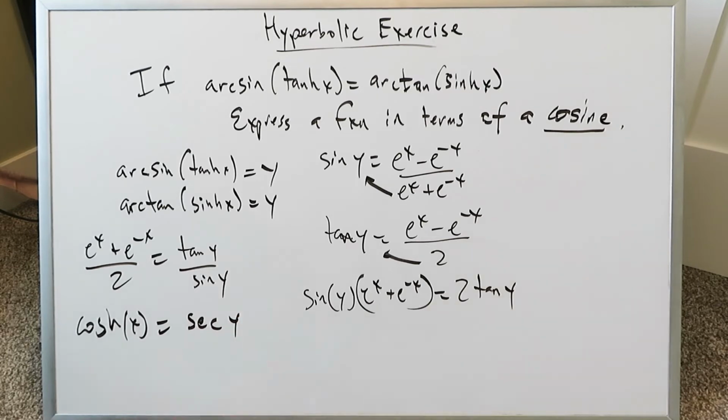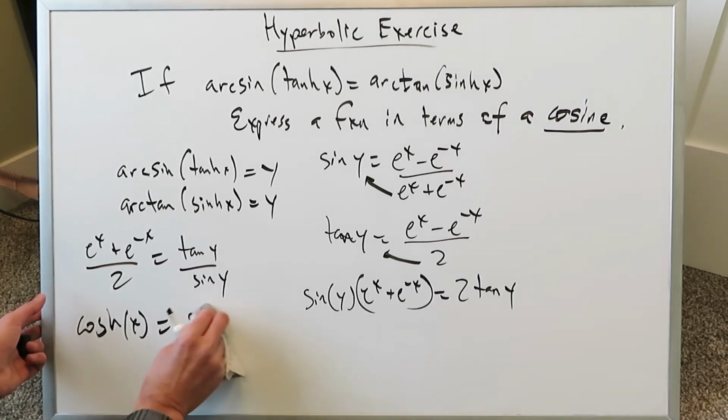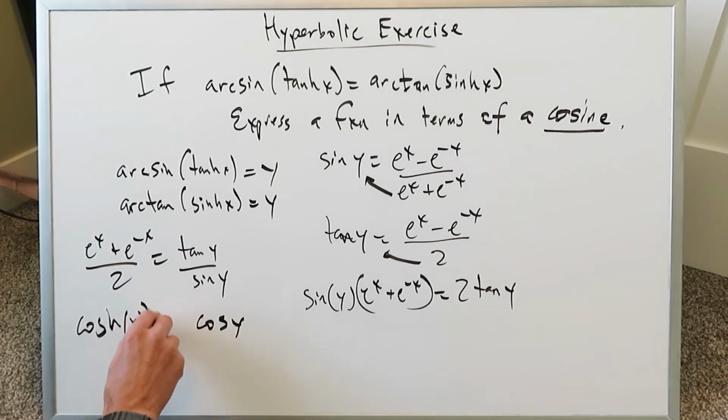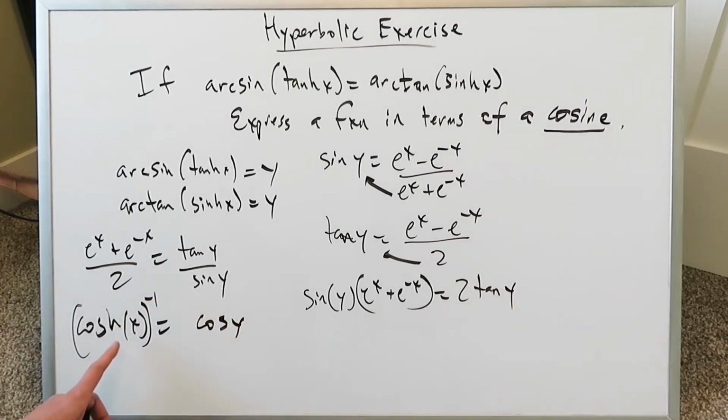But secant y is also equal to 1 over cosine y. You can do a flip over here. You can flip everything, make everything a reciprocal. By converting the secant into a cosine, you have to flip that around. You'll have cosine y is equal to this. You can flip it around.